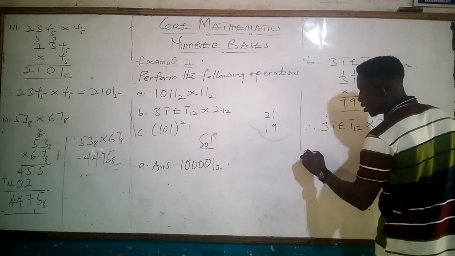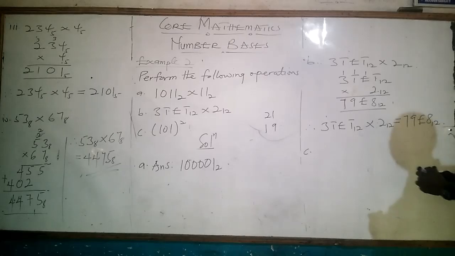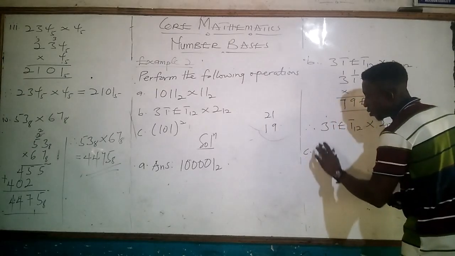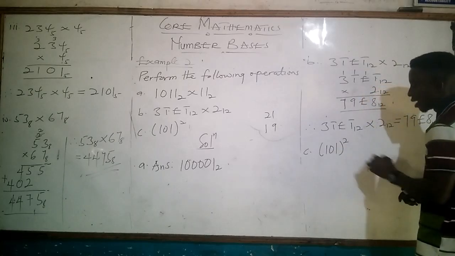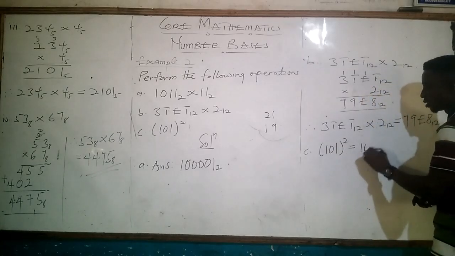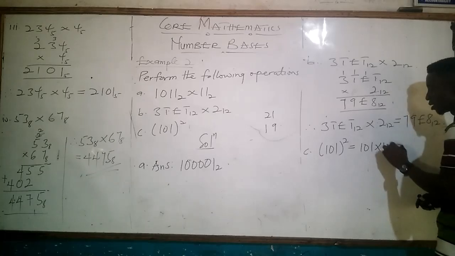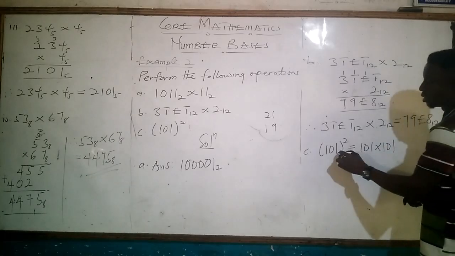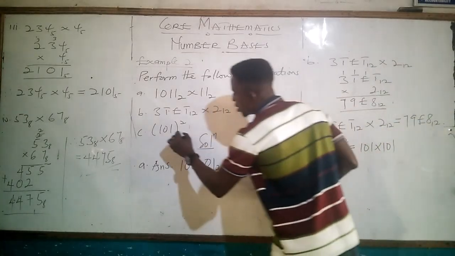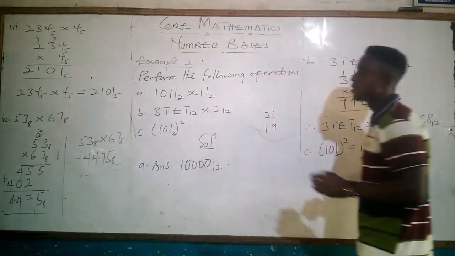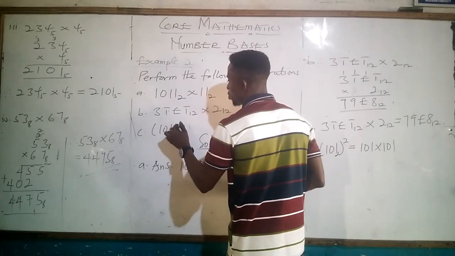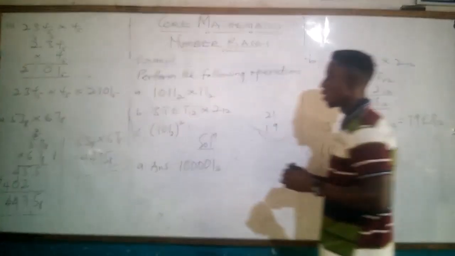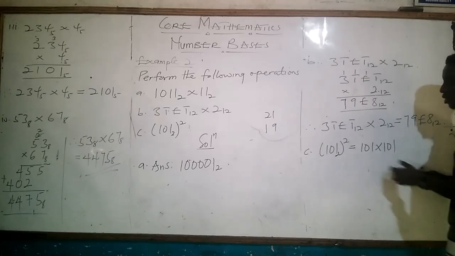Is the C. So the C is what? 101 squared. And it's the same as what? 101 times 101. And it's in base 2. Sorry, it's in base 2. So let me write it all. So that one too is in base 2.